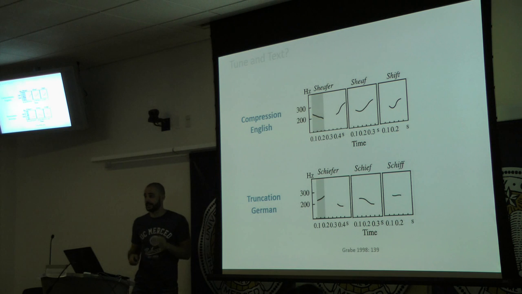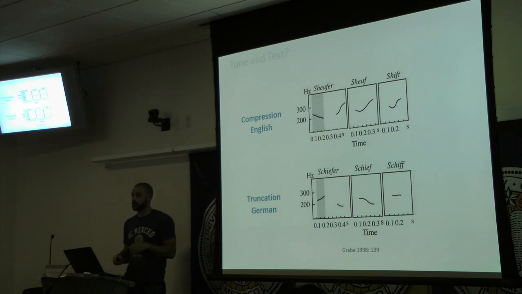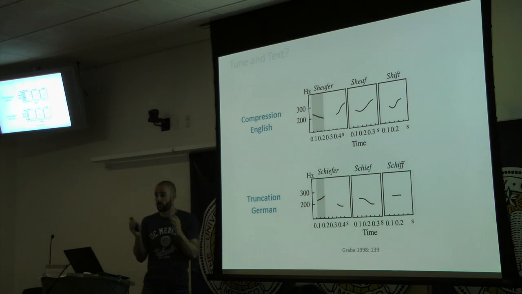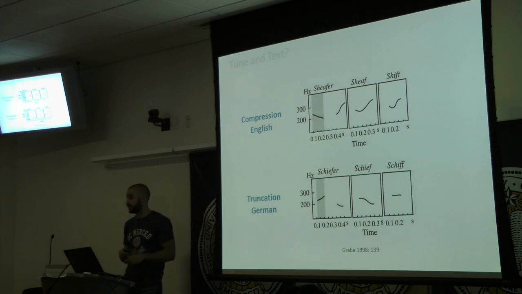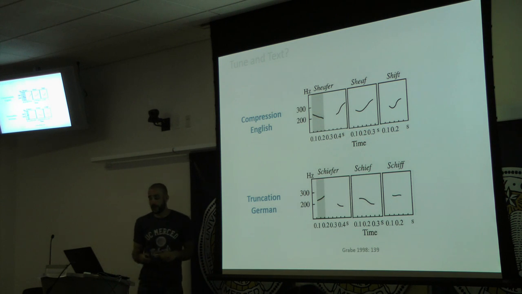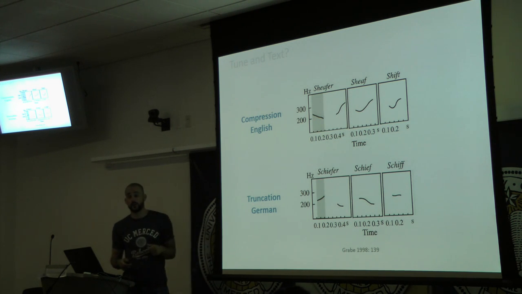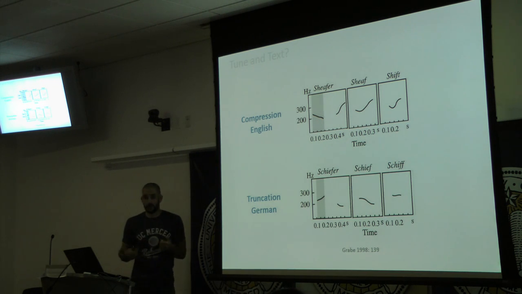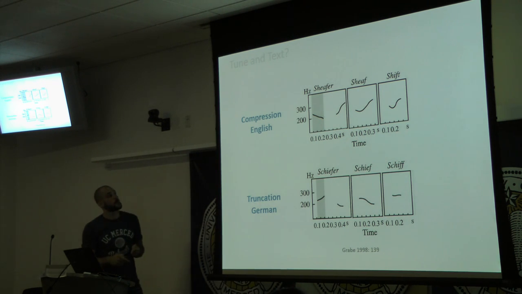Bottom line here is that the text can drive the tune. So if there is a lack of voiced material, the tune reacts in two different ways. It either is compressed or it is truncated, it is cut. All right. And in the present talk, I'm going to argue that the interaction of tune and text is not just that simple. The tune can also drive the text. The tune can affect the segmental material in order to be realized.